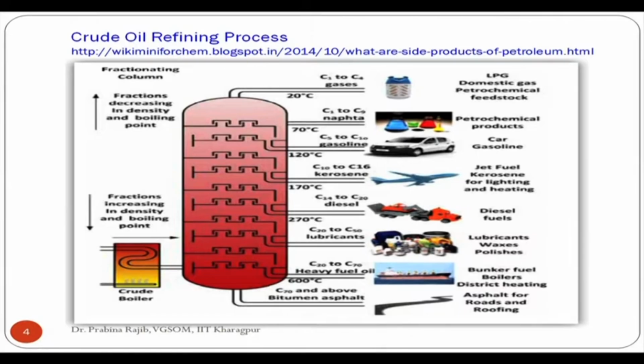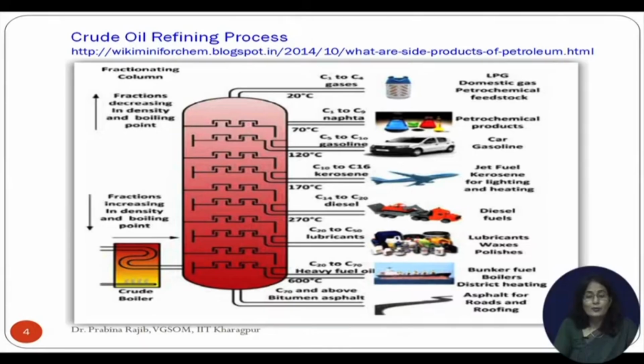So you have bunker fuel for running boilers, etc., and finally you have paraffin wax for road and roofing. So the black tar which we see on our roads also comes from the crude oil refining process. Of course, if you are more interested in understanding how exactly this happens, you can visit different websites and you will be able to find out more information pertaining to the crude oil refining process.